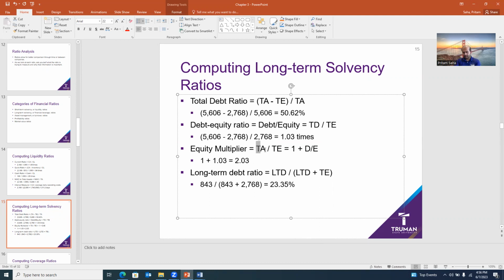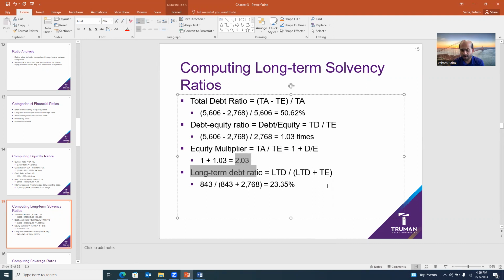Equity multiplier, total asset divided by total equity, okay? You can also think about 1 plus debt divided by equity. So same formula, so both can work. So this is trying to tell you for $1 of equity, how much asset your firm has. So by investing $1, your corporations have $2 worth of asset, $2.03.